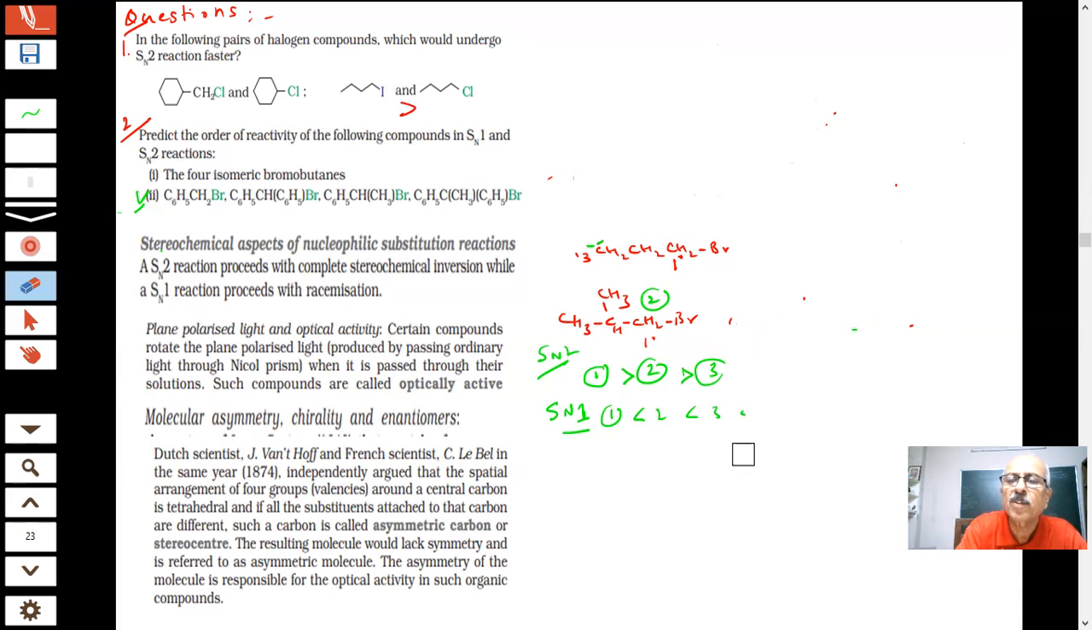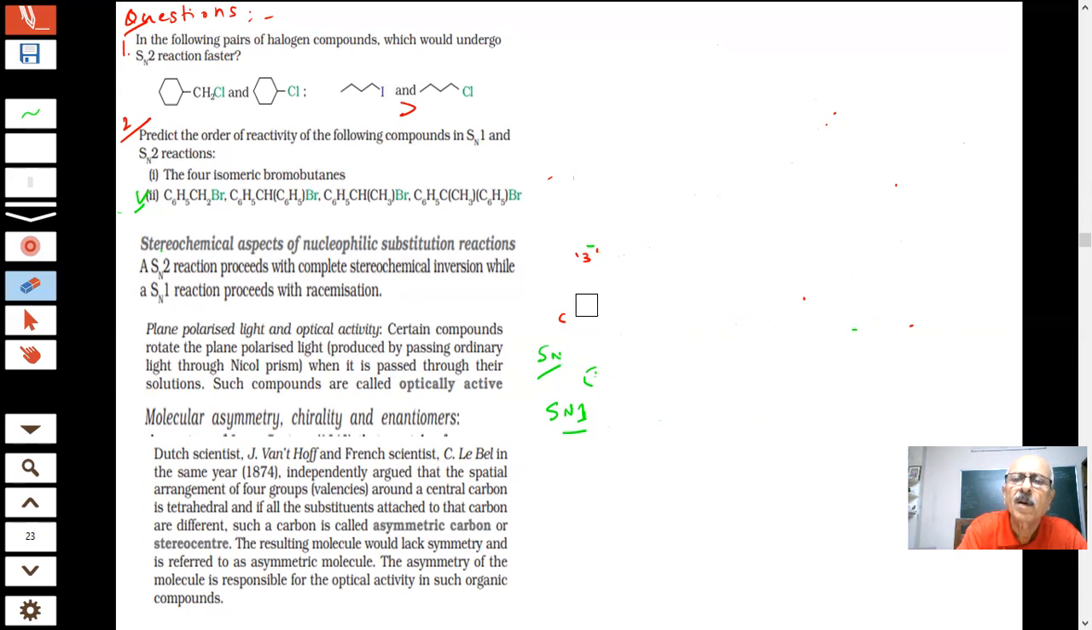This is an important question for the paper, I am telling you. One question like this comes in the paper every year. SN2, SN1, order of reactivity, a very important question. First, we should be able to draw them.